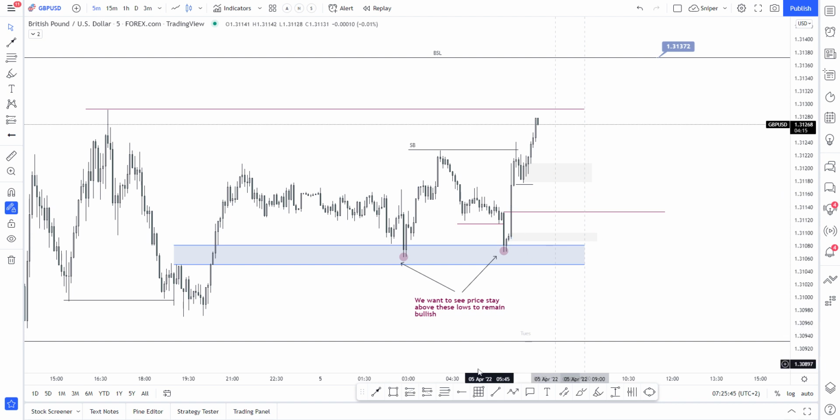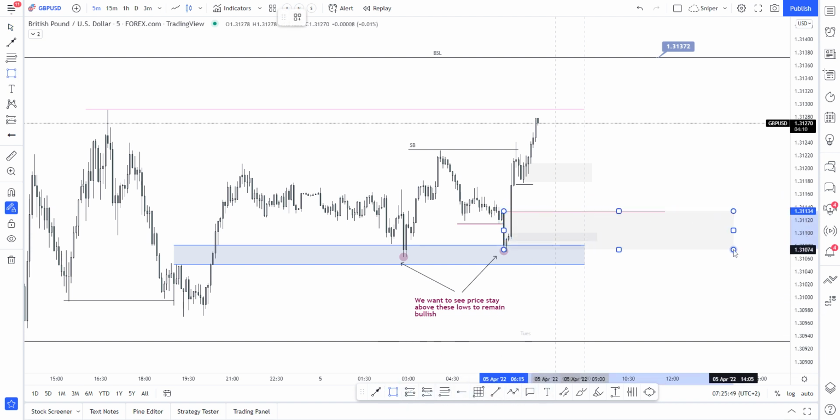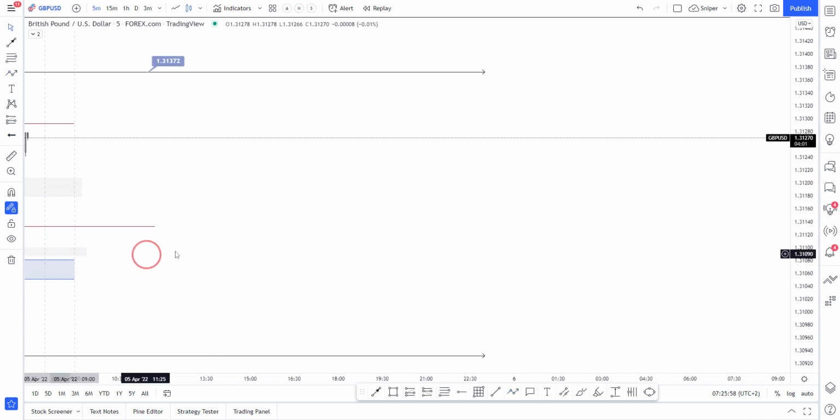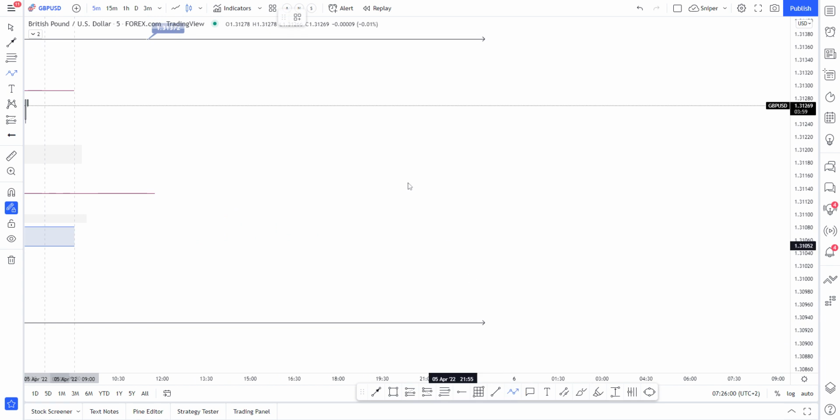But this zone, I love the zone. I would really like to take a buy from around this area. So my plan, how I would approach it: I will wait to see price enter, because remember this is the 5 minute, and then I will jump to the 1 minute. So let's jump to the 1 minute mentally.